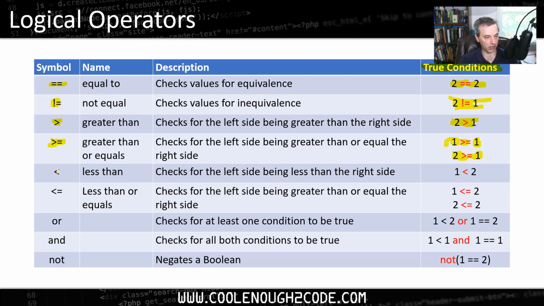And then of course, like it, less than. So 1 is less than 2, which would return true. And like the less than or equals to here and greater than or equals to here, we have 1 is less than or equal to 2 and 2 is less than or equal to 2.